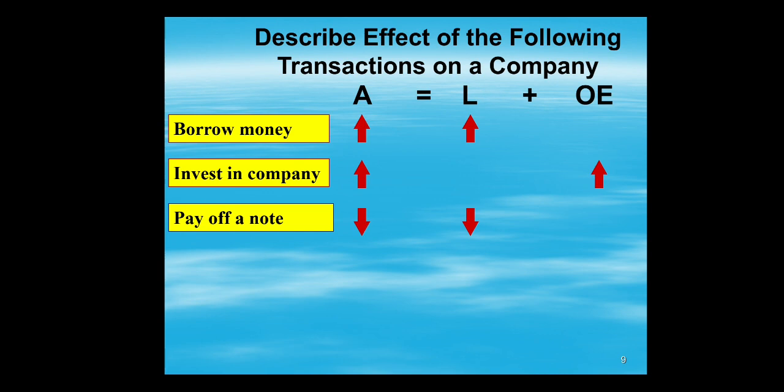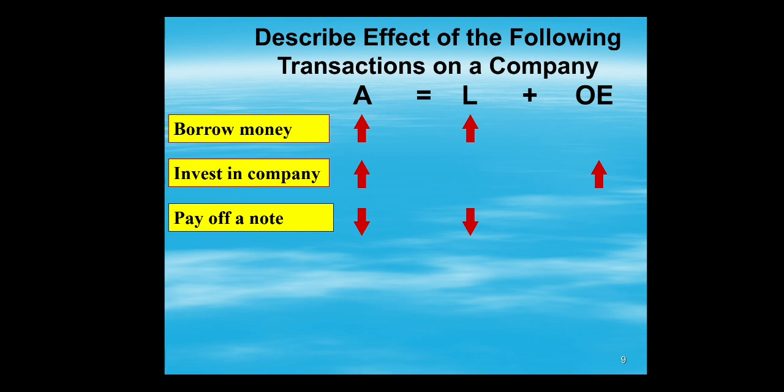Why does an asset increase after a business borrows money from a bank? The logic is like this. Imagine there is a business, and one day the business borrows cash from a bank, $100,000. What happened to the business? Cash from the bank goes into the business, $100,000.